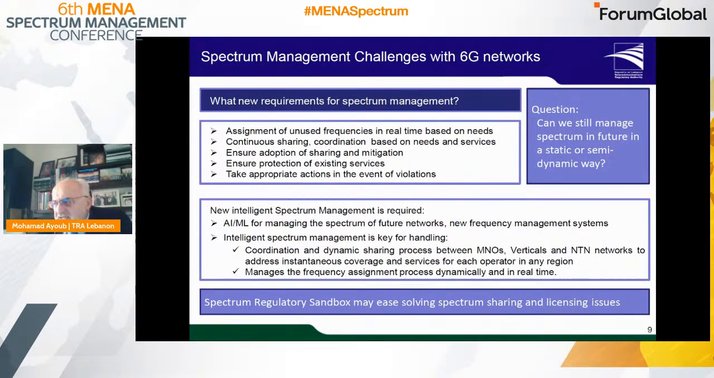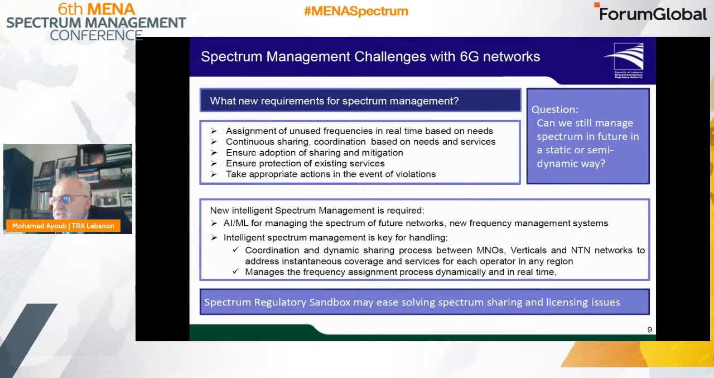Spectrum management challenges with 6G: we need to define what we need from spectrum management. We need the ability to assign and use the spectrum in real time based on needs, with continuous sharing and coordination according to the needs and services, ensure adoption of sharing and mitigation, ensure protection of existing services, and take appropriate and timely action in the event of violation.